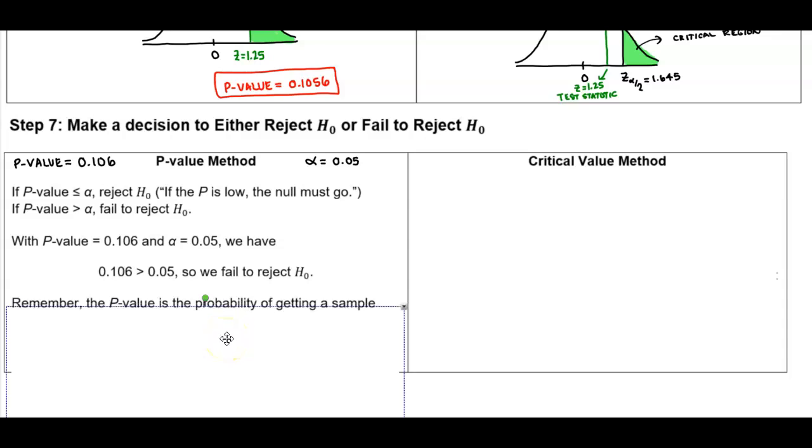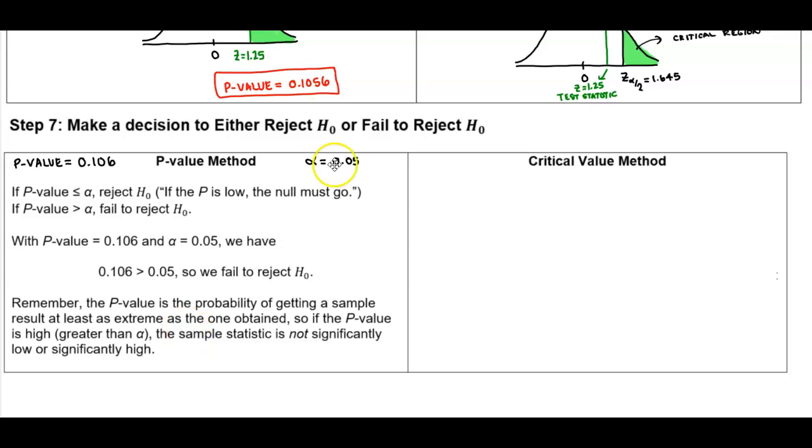So, remember that the p-value is the probability of getting a sample result at least as extreme as the one obtained. So if the p-value is high, greater than alpha, then the sample statistic is not significantly low or significantly high.